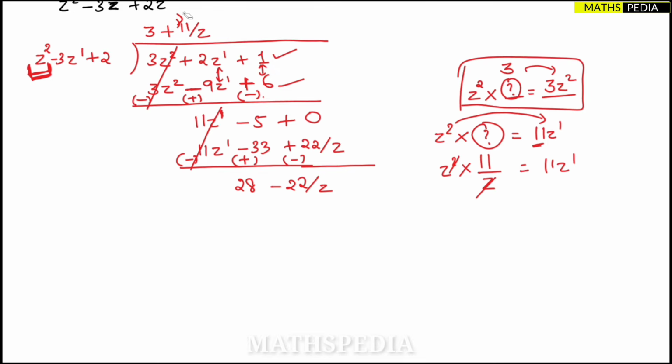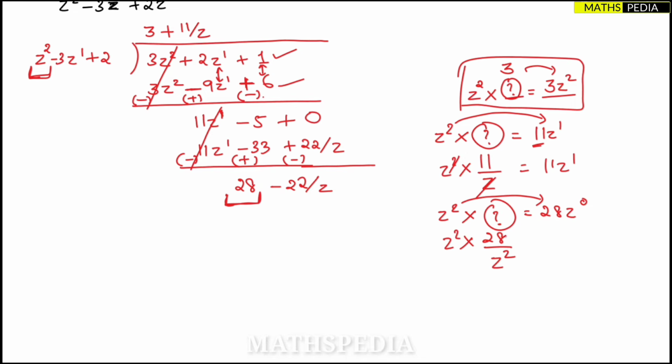Next, again first part of outside part, then first part of inside part. So z square into what will give me 28? This is a question, right? So z square into 28 should be there. Z square, here I want z power 0, power should be 0, right? So I have to divide it with z power 2 only. So z square into 28 by z square will give me 28. So I have to put it here 28 by z square.